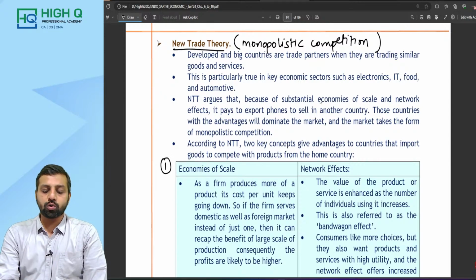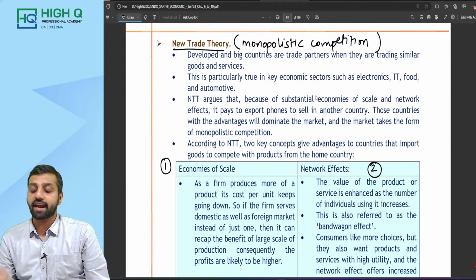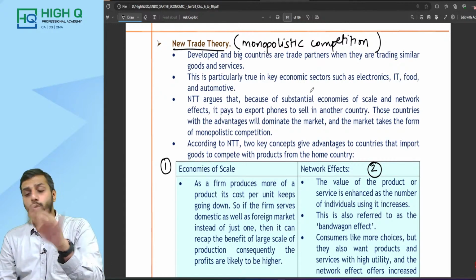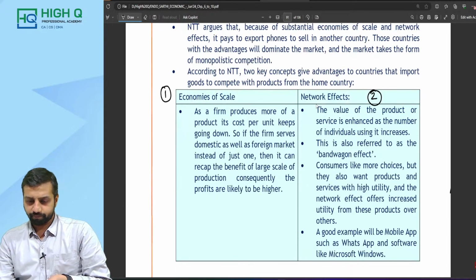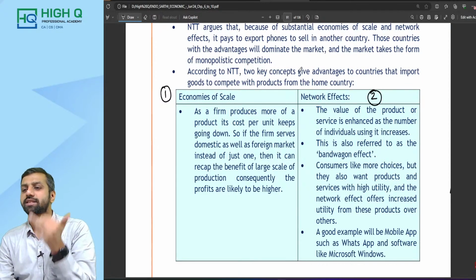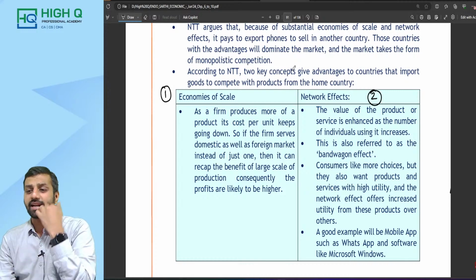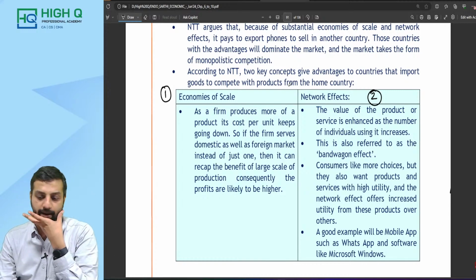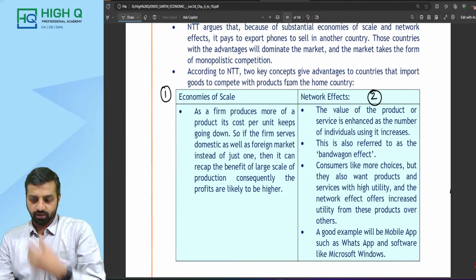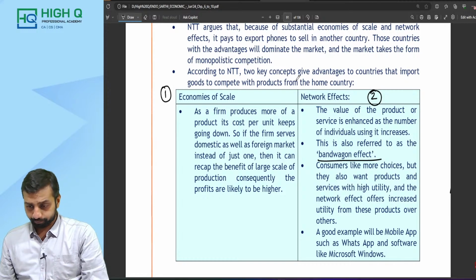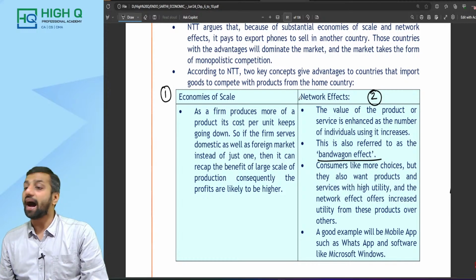Because of two reasons: economies of scale and network effect. Economies of scale is a low cost, low price model. When we produce commodities in bulk, the cost is lesser, so your prices are lesser, so you can serve the foreign market as well as the domestic market. Whereas network effect means bandwagon effect, high price, high cost.